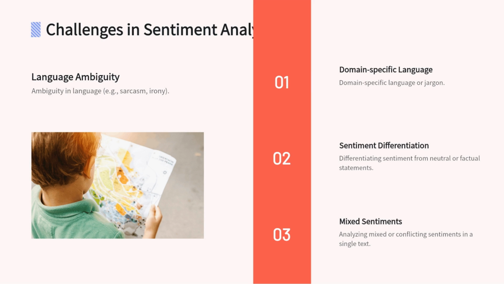Mixed or conflicting sentiments. A review might express both positive and negative sentiment. For example, "The phone's camera is great, but the battery life is terrible." Analyzing these conflicting sentiments is tricky and often requires sophisticated models to handle such complexities. These challenges highlight the need for more advanced models and techniques to improve accuracy.